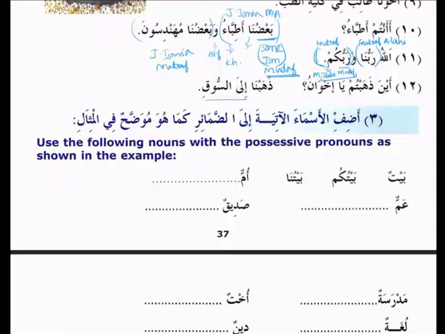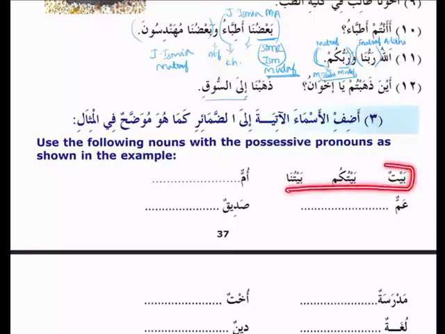So you know that your domir muttasil has to be brought here. So in this case, whenever you attach a domir muttasil to a noun and you make it mudaf ilayhi, then this attached pronoun mudaf ilayhi will be called a possessive pronoun, isn't it? So baitun, a house; baitukum, your house; baituna, our house.